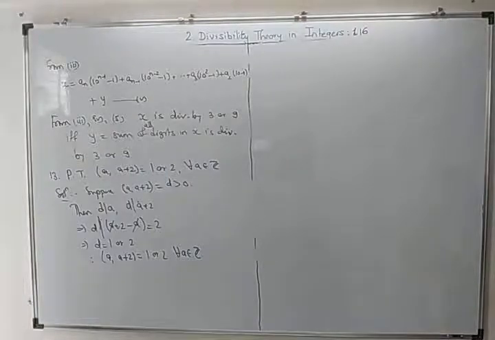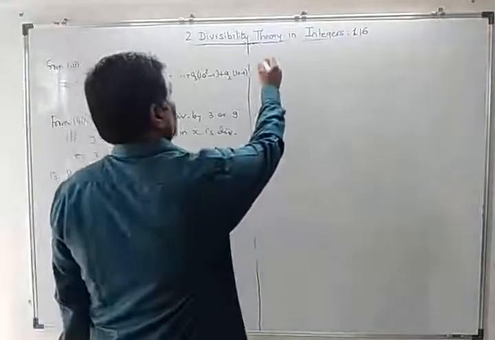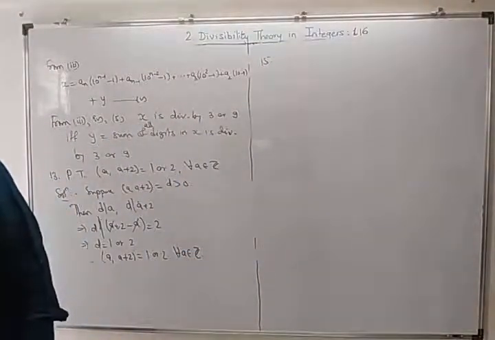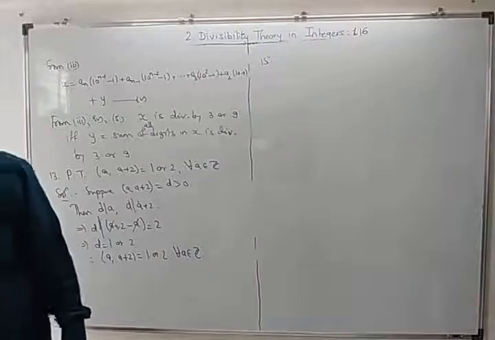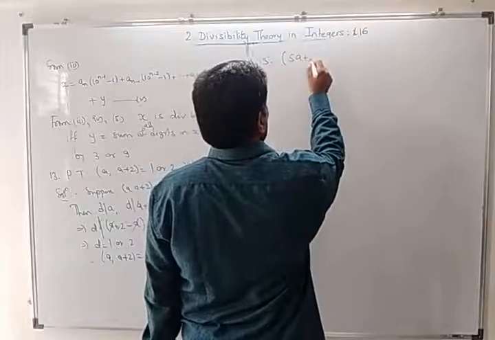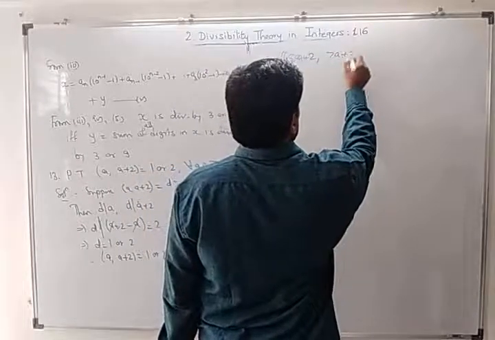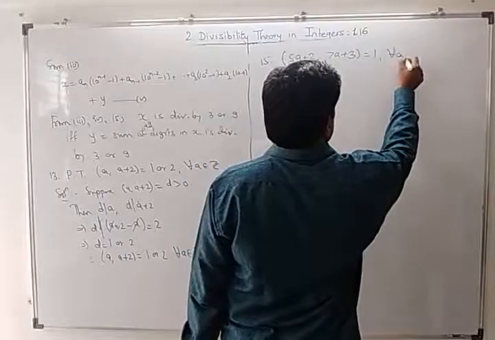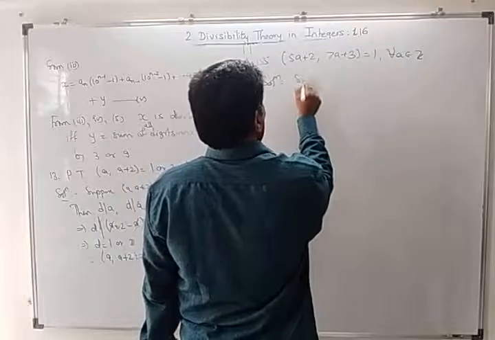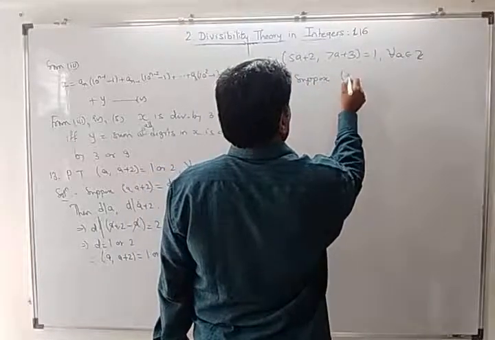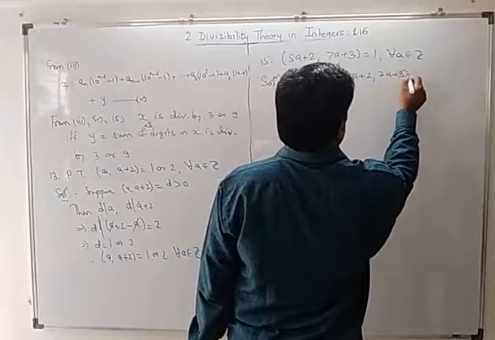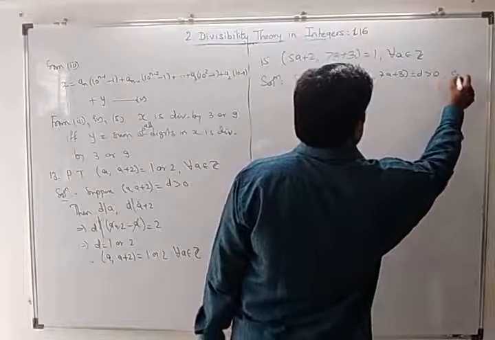Next example: show that the GCD of 5a plus 2 and 7a plus 3 is always 1 for any a belonging to Z. Suppose the GCD of 5a plus 2 and 7a plus 3 is equal to d greater than 0, a belongs to Z.